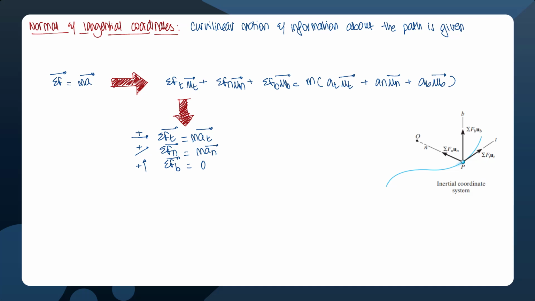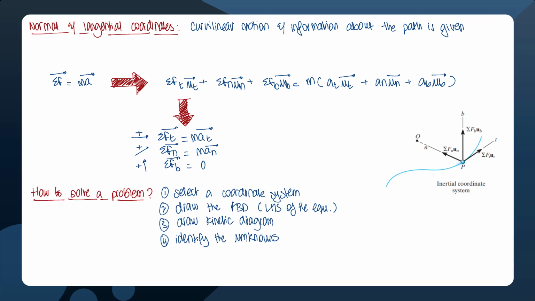Now, what is the methodology to solve problems for that coordinate system? Well, the steps or the method is exactly the same. First, you need to select a coordinate system. In that case, we're dealing with the normal and tangential components. Next, we need to draw the free body diagram, which is the left-hand side of the equation. We need to draw the kinetic diagram, assuming specific sign conventions if the acceleration is unknown, as we have said before. And finally, identify the different unknowns and solve for the variable we're looking for.